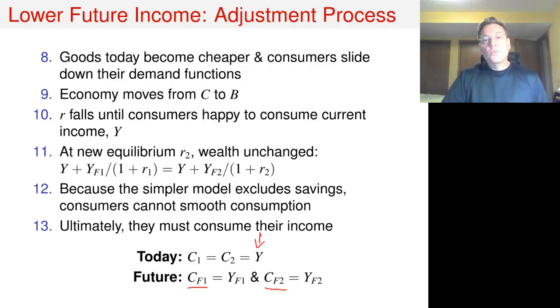Now, another interesting way to understand this is to think about what has to happen to wealth. What's happening here is at this new interest rate, R2, wealth is unchanged. So the present value of income at the original equilibrium has to equal the present value of income at the new equilibrium. And since YF2 is going down, what this suggests is that the real interest rate is going to have to fall by enough to ensure that there's no change in wealth. Why is it that there can be no change in wealth? Because consumers have to be content to consume their current income today. And that's the only way that'll happen is if there's in equilibrium no change in wealth.